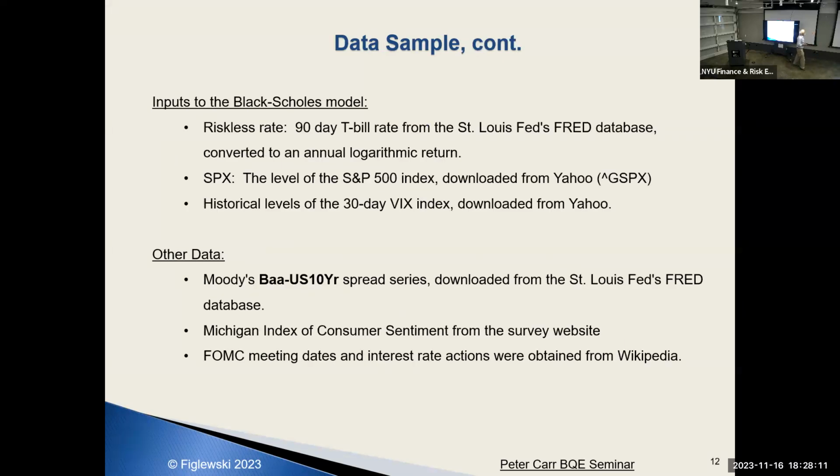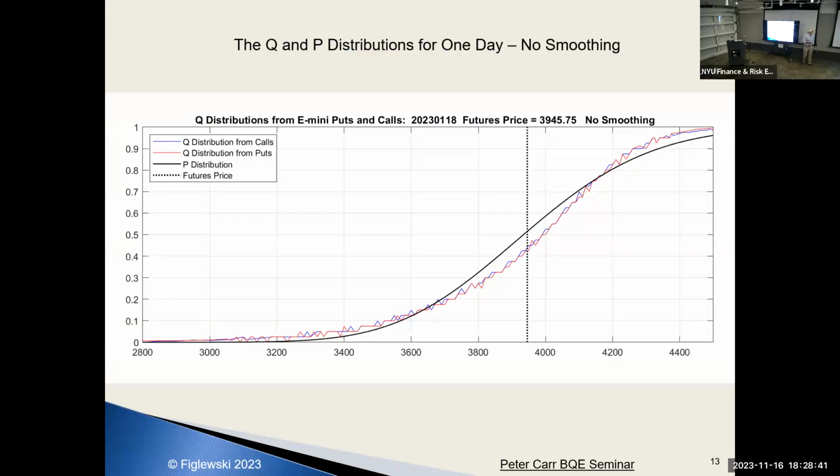Okay, for the Black-Scholes model, for the riskless rate, I use a 90-day T-bill rate. I don't particularly like that as a good interest rate, but I don't think it makes a whole lot of difference, so I just picked it because it's easy. I use the level of the S&P index, downloaded from Yahoo. I use the 30-day VIX, also downloaded from Yahoo, and the other data: Moody's yield spread series and the Michigan Index of Consumer Sentiment.